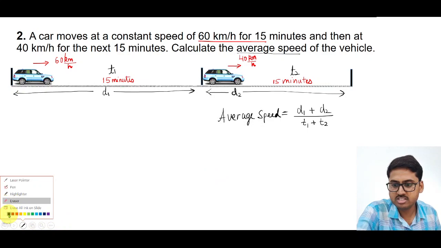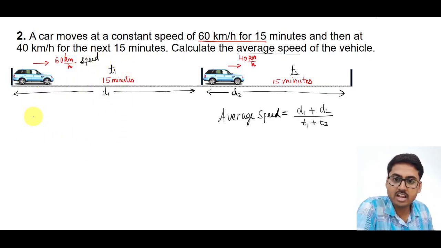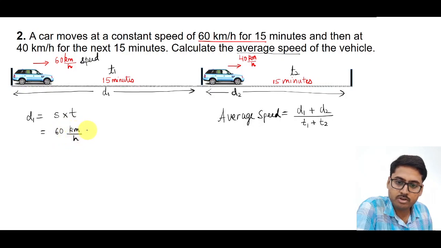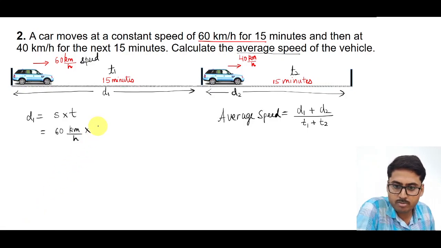So what is the distance d1? Here you can see the speed is given and time is given, so from here we can calculate d1. d1 will be speed into time, and since it's a constant speed we can apply the formula s into t. So this is 60 km per hour and time here is given in minutes. So you see the problem over here. If I write the time as 15 minutes, now we cannot multiply 15 with 60.